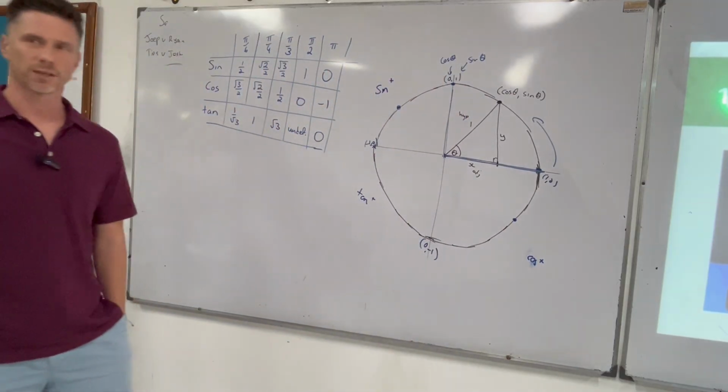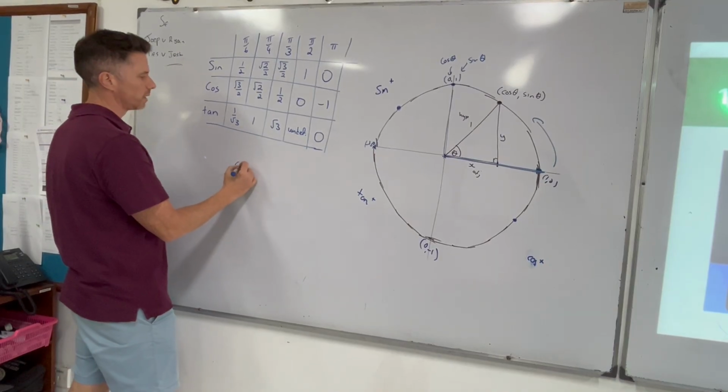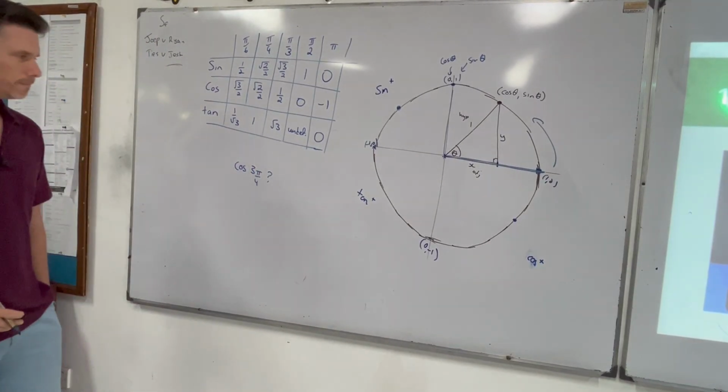Okay, let's talk about a specific angle now. What is the cosine of 3 pi over 4? What is 3 pi over 4 is the first question.